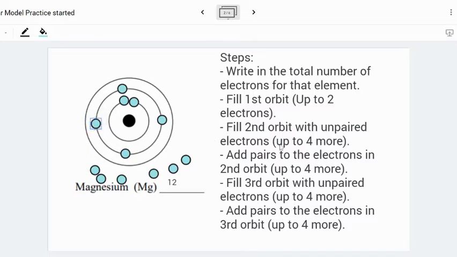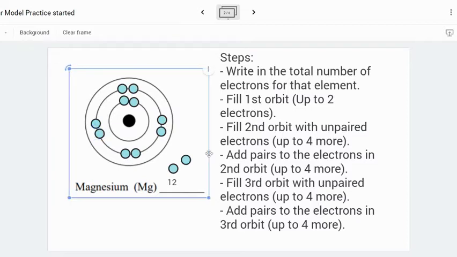Add pairs to the electrons in the second orbit. This is going to use up to 4 more electrons. So the next 4 that I do are going to go right into the second orbit, making pairs for the 4 I just did. Notice how this looks exactly the same as it did at 6 electrons on the previous atom. It's always going to look the same at each number, and then as you add more, where you stop gives you the difference. So here I am pairing up those electrons at the top, at the side, at the bottom, and at the other side.